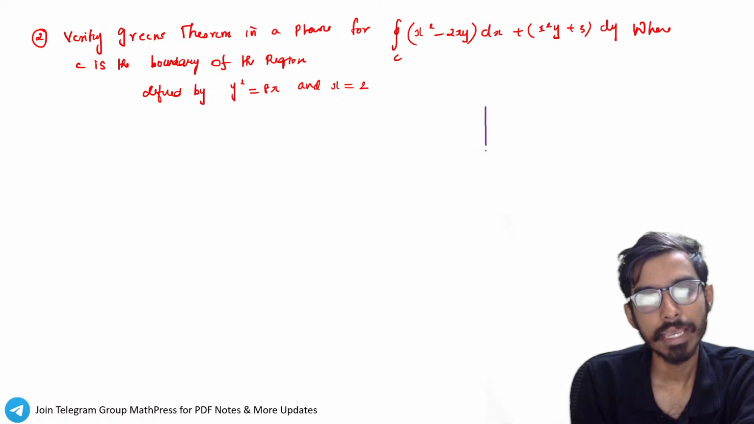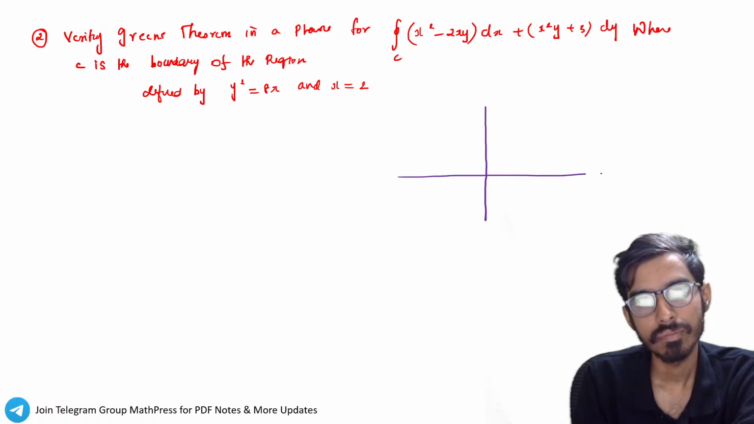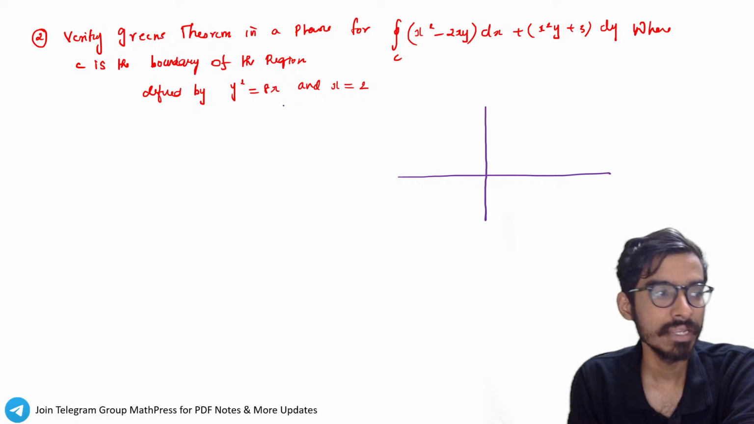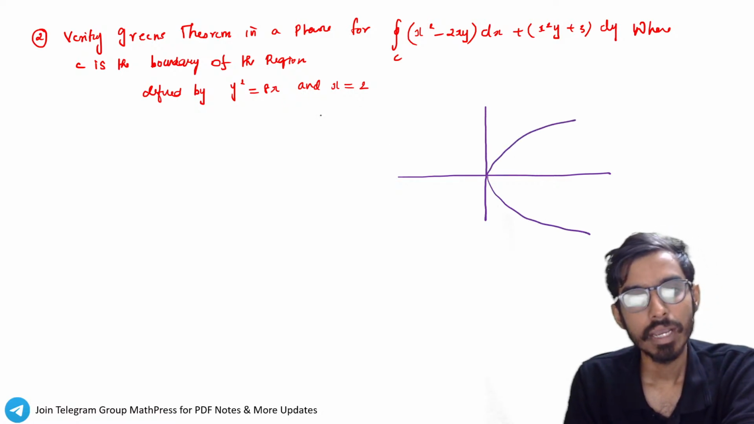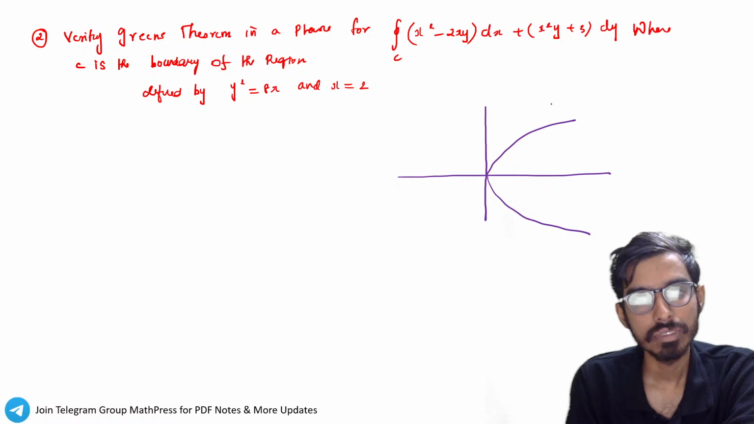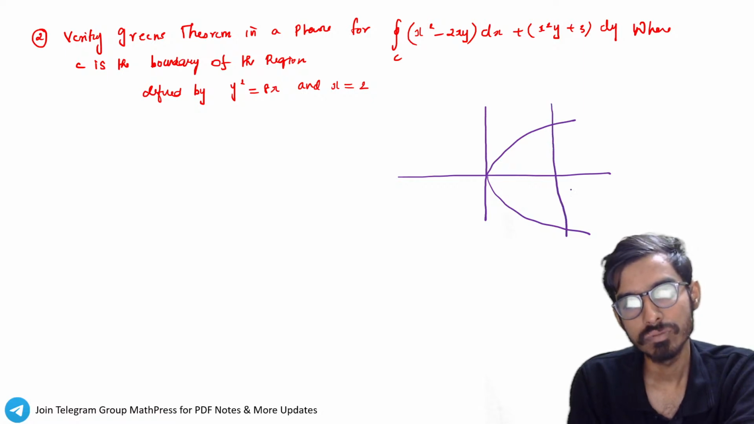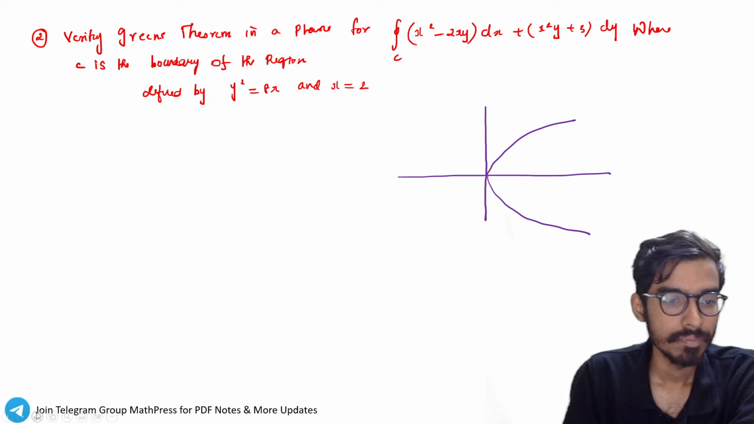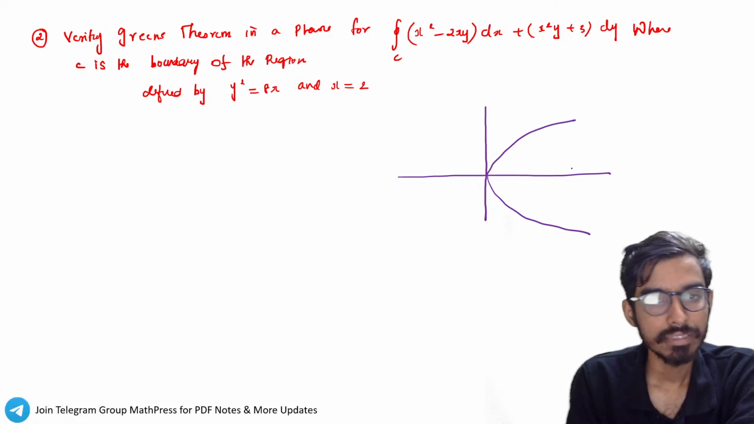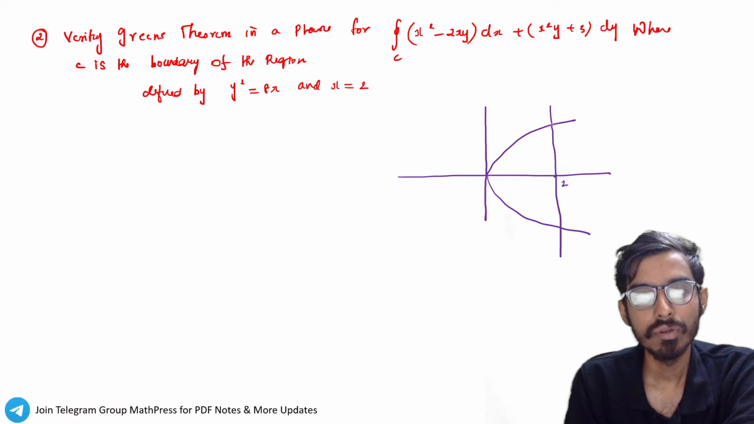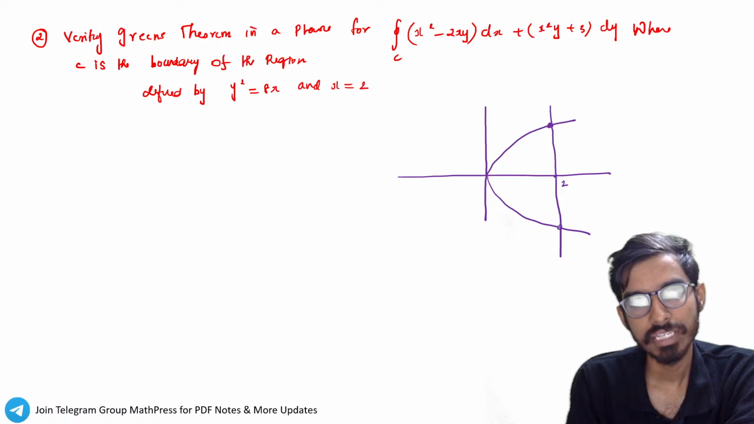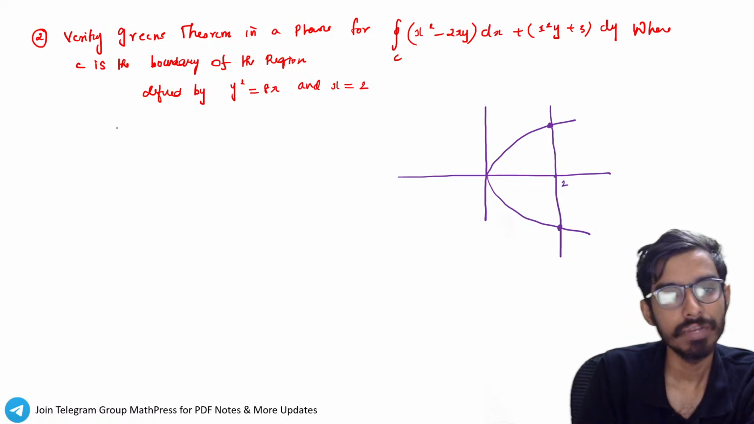So first we draw the diagram. So y square is equal to 8x. It is an open rightward parabola. And x is equal to 2. This is a line, x is equal to 2. So first what we'll do is find the point of intersection.